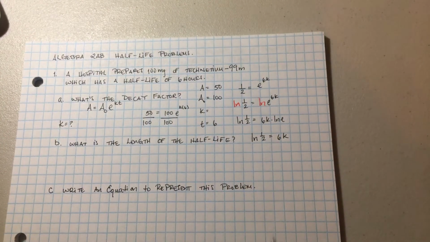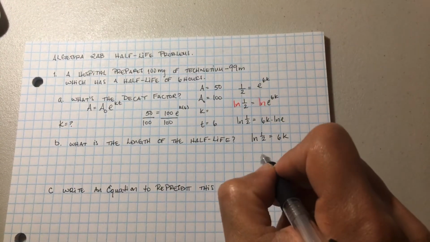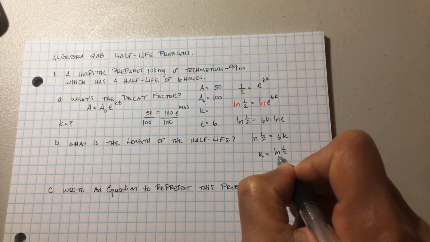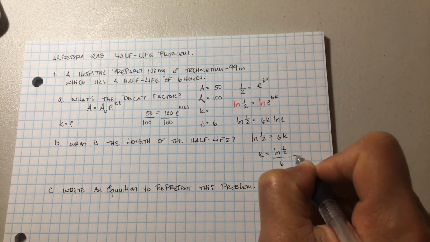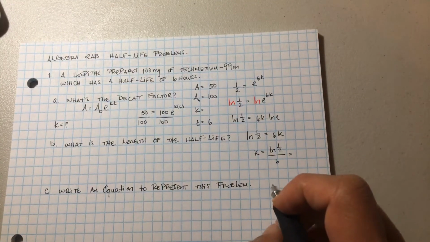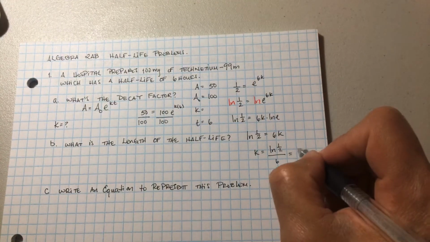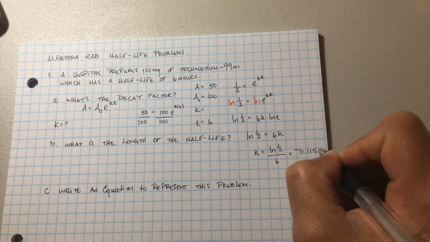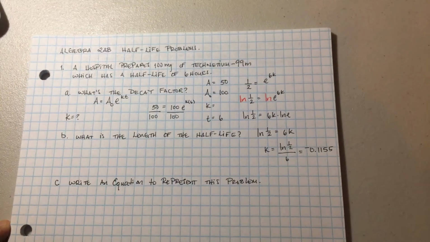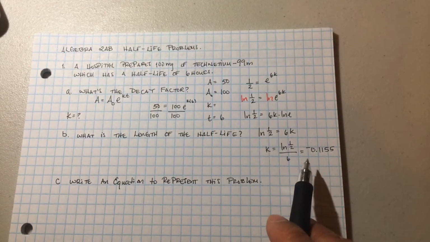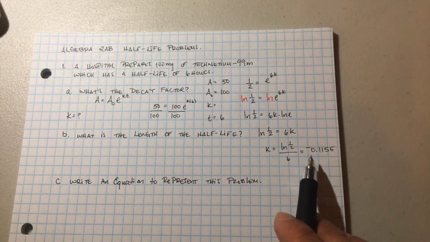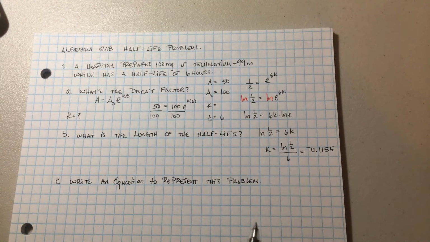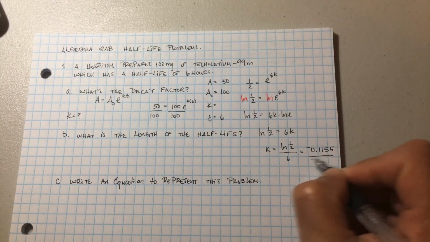What do you do now? All you do is divide by 6. So K is equal to ln of 1/2 divided by 6, which gives approximately negative 0.1155. It makes sense that it's negative because it's decaying, it's going down. So it makes sense that the K factor is negative. That's my K factor.